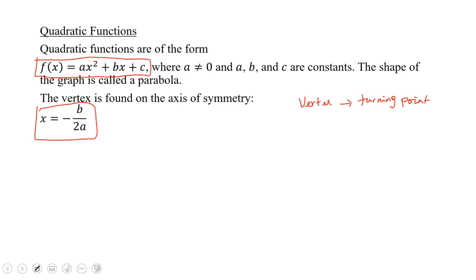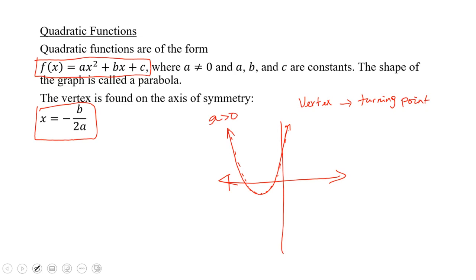Now let me explain the graph here. Sometimes it will open up. The graph will open up if a is greater than 0. If a is positive, the leading coefficient, the number in front of x squared, if it is greater than 0, it will open up.